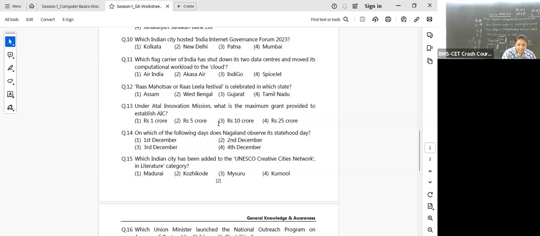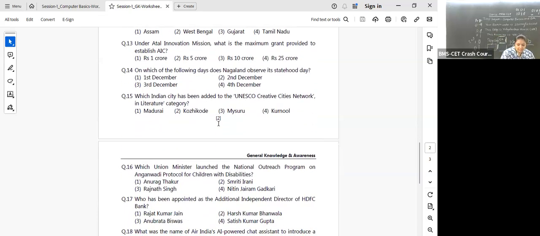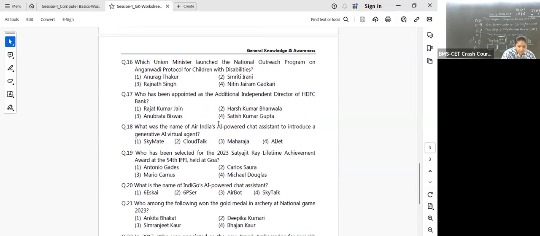Okay, next. Which Indian city has been added to the UNESCO Creative Cities Network in Literature category? It's Kozhikode. Please mark Kozhikode. Which union minister launched the national outreach program on Anganwadi protocol for children with disabilities? And that's Smriti Irani. Yes, please mark Smriti Irani. Right. Who has been appointed as the additional independent director of HDFC? Yes, please mark.